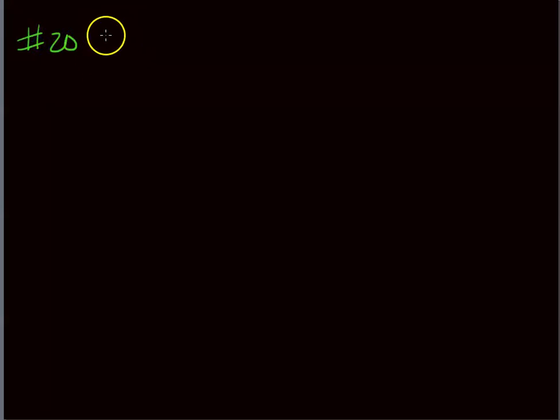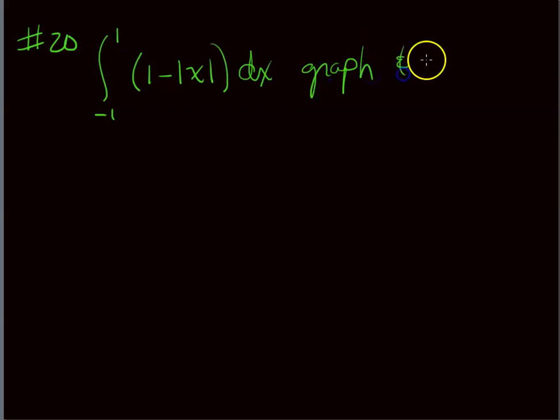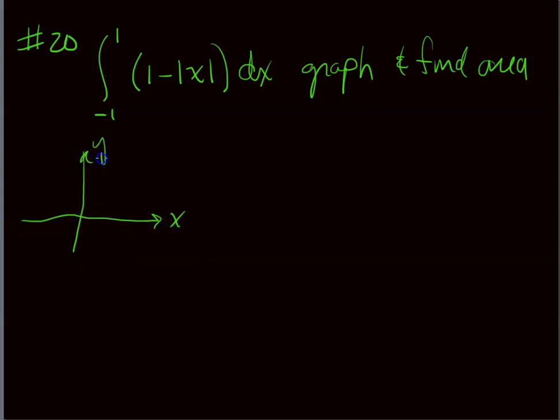Number 20. The integral from negative 1 to 1 of 1 minus the absolute value of x dx. You want to graph and find the area. So what they're having you do here is show you that there's other ways of doing some of this stuff. From negative 1 to 1, not very straight lines, but call this a negative 1, call this a positive 1, and this positive 1 on the y-axis.